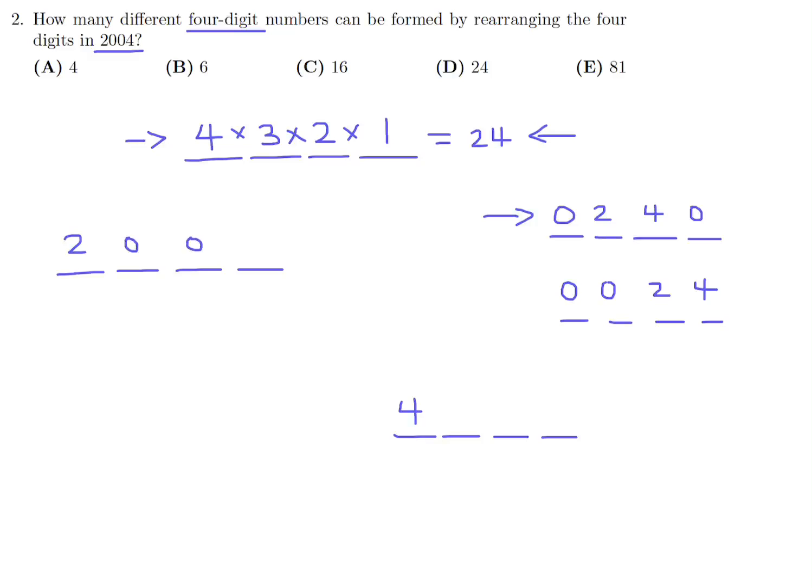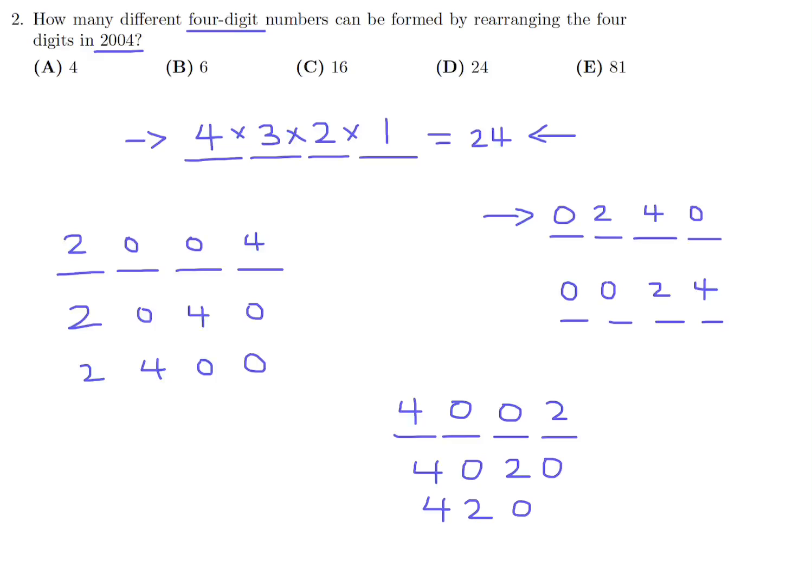So for 2, I've got 2004, I've got 2040, 2400, and I believe that's it. These are the only possibilities. For 4 as my first digit, I've got, let's see, 4002, 4020, and 4200. Those are the only possibilities. So I've got 3 here, I've got 3 here, and that is 6. So number 2, the answer is B.